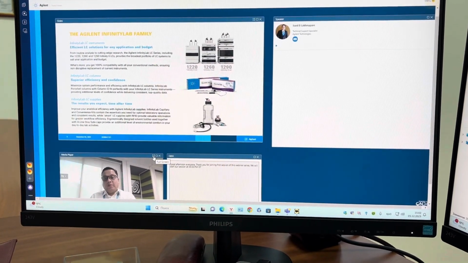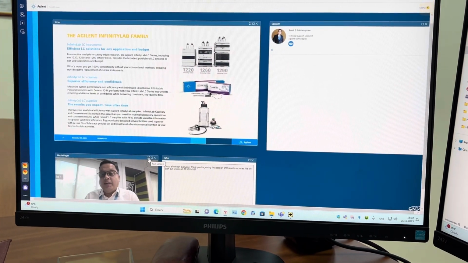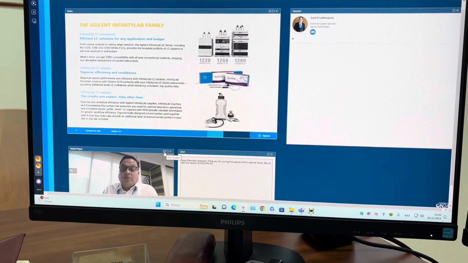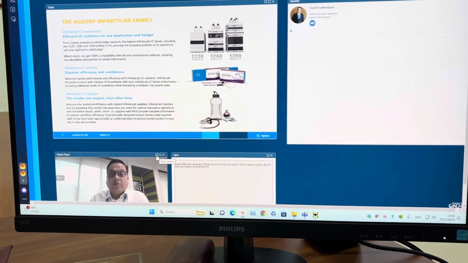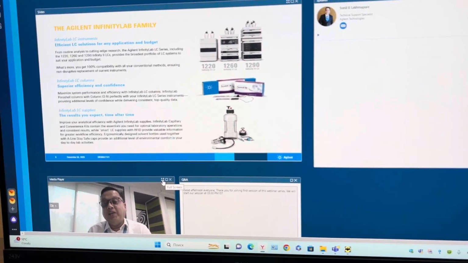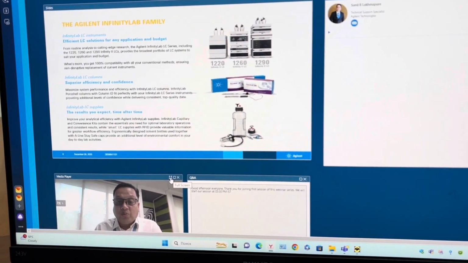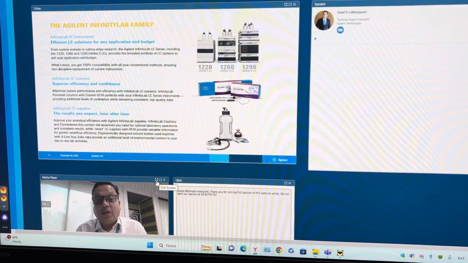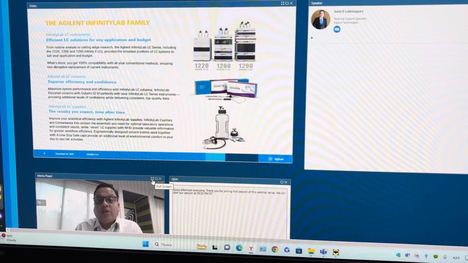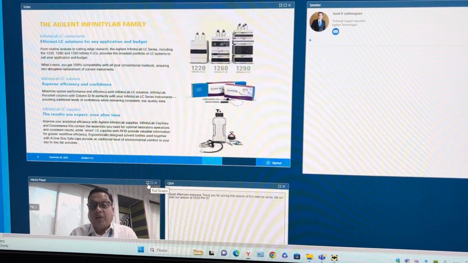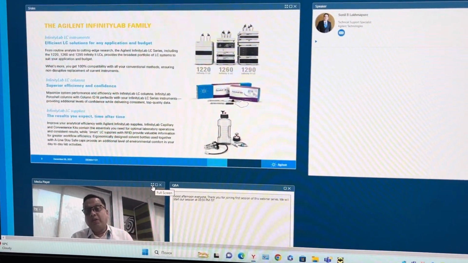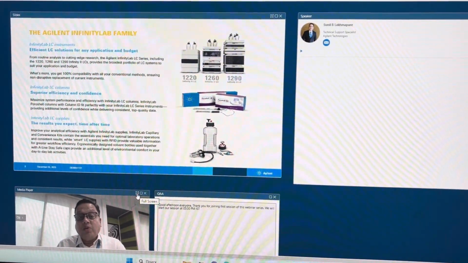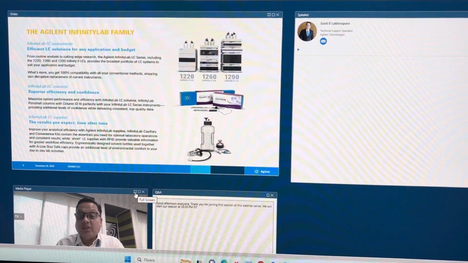To start with, when we are talking about supplies, there is always one thing important: our high-end instruments, the complete instrument range. We have one family for that, where we cover everything under one brand name, the Infinity Lab family. Not only our instruments, like our different modules 1220, 1260, 1290, but also our columns and our supplies come under this one umbrella to give you seamless performance and a very good experience working with all these supplies.